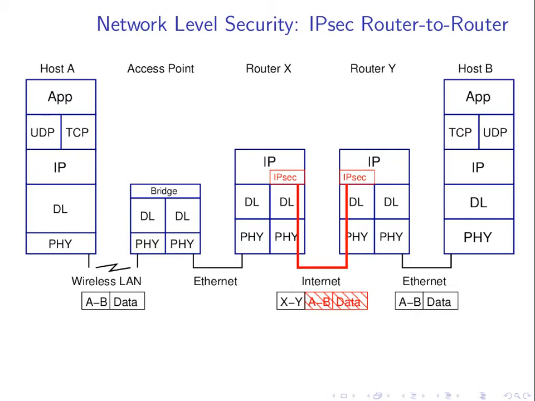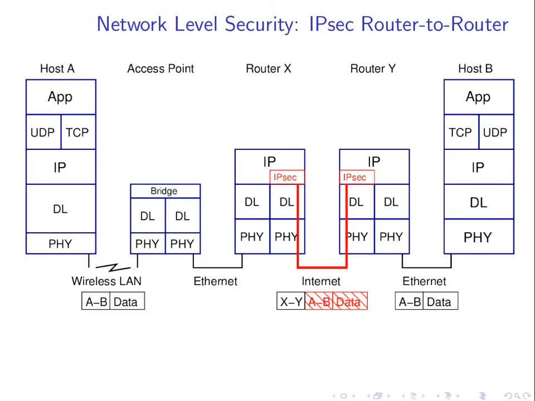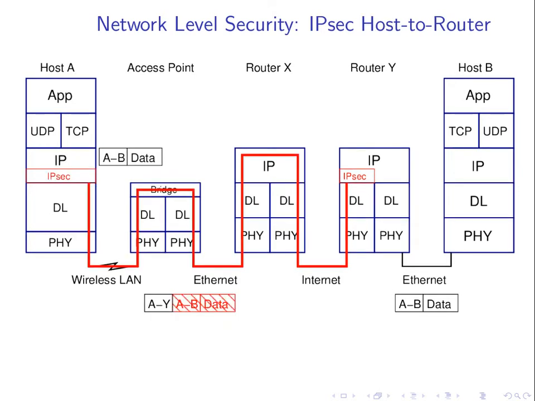Let's come back to, yeah, question? How about if we combine host to router and router to router? Host to router, this one. And between the router Y and host B, we have another router. Okay, another router here, yep. So we could use another form of encryption if we had it here.